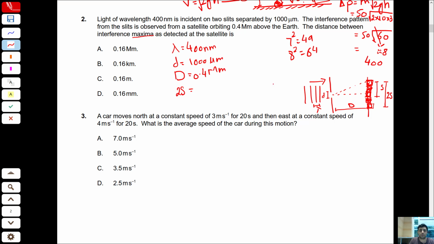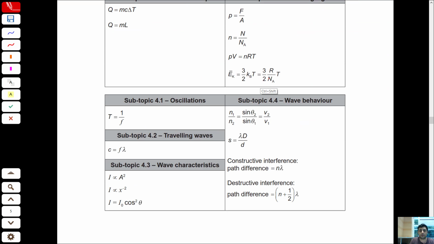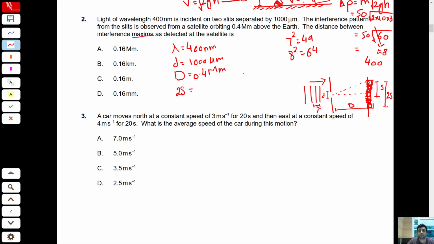Now the equation that we will borrow from our data booklet is going to be this one. It's given in section 4.4, S equals lambda capital D over small d. So let's make use of this equation. S equals lambda capital D over small d. Okay, now we need to just sub in all the values into here.